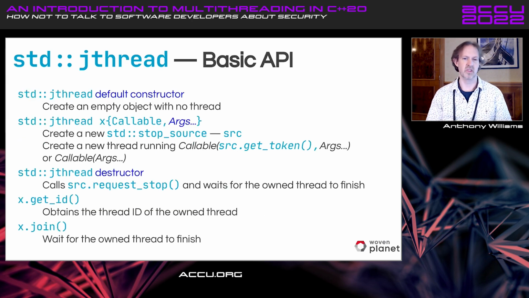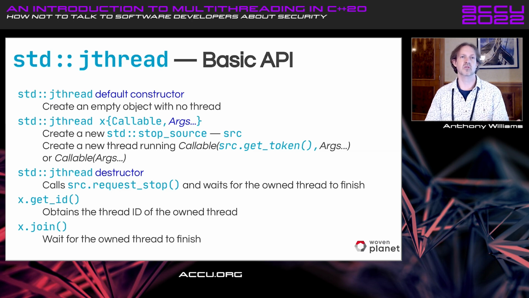So the full basic API, we have our default constructor, which creates an object with no thread. This is what you get. Also equivalent, if you move the ownership around, then one of your objects will end up with no thread if it was moved from. You can create it with a callable and some arguments. If you do that, it creates a new stop source, and then it creates a new thread running your callable with its arguments and possibly the token obtained from that stop source.